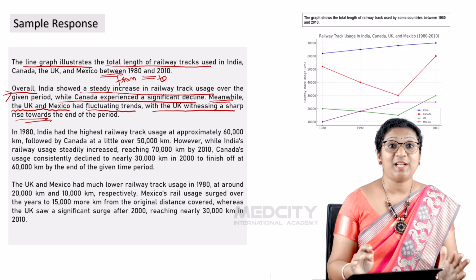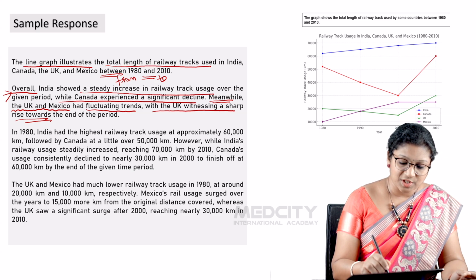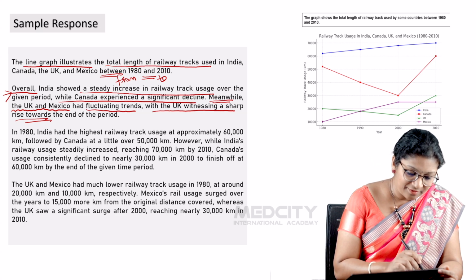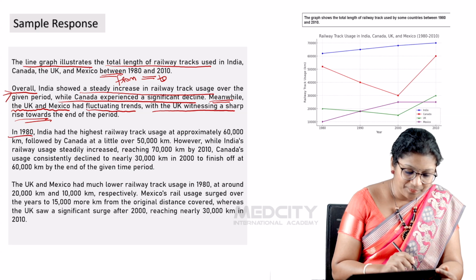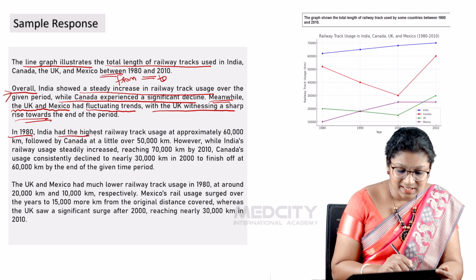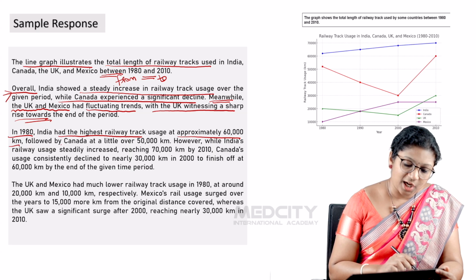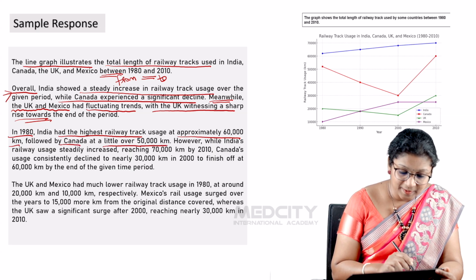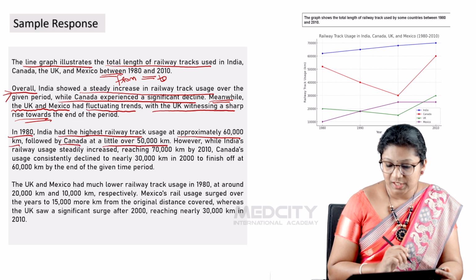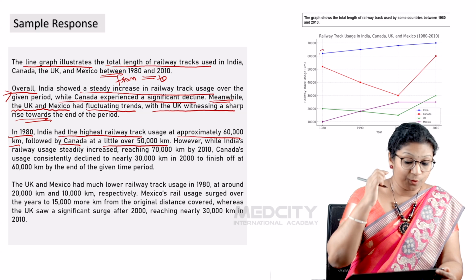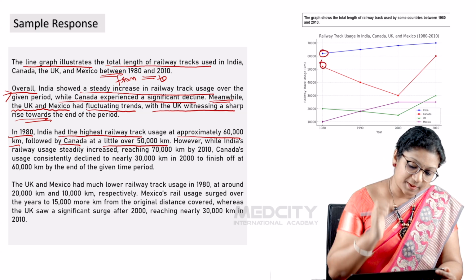So this is how you can come up with an overview. You're giving just an overall idea of the graph. So the first paragraph, we begin with 1980, talking about India, the highest railway track usage at approximately 60,000 kilometers, followed by Canada at a little over 50,000 kilometers. So here I've said 60 and here I've said a little over 50,000 kilometers.